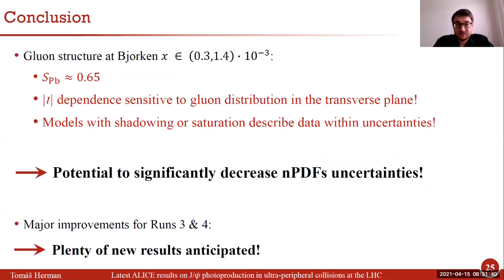Our results demonstrated that the gluon structure at Bjorken x on the order of 10 to the minus 3 demonstrates a nuclear suppression factor around 0.65. We also saw the t-dependent sensitivity to the gluon distribution in the transverse plane, and models with shadowing or saturation describe the data within the current uncertainties. And there is a great potential of the UPC measurements to significantly decrease the nPDF uncertainties.